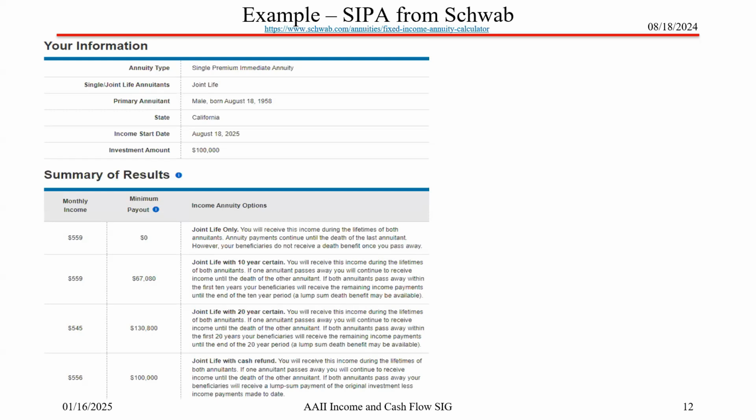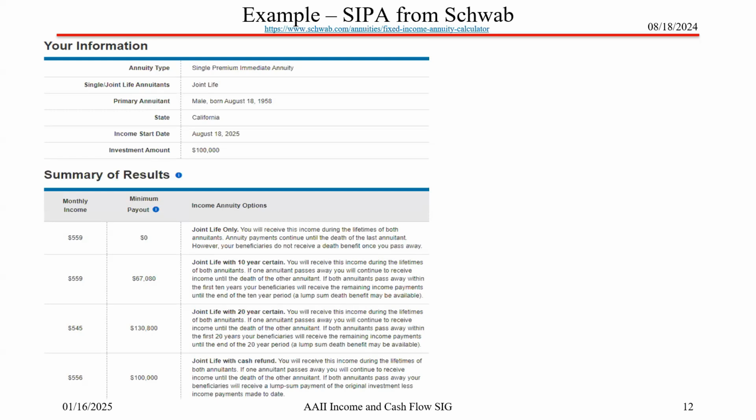The primary person was born in this state, and I did this on August 18 last year, which is on the upper right corner at the date. That's why I have the income start 1 year later, and I give them $100,000. Here's a quote. The first column is the monthly income, the second column is the minimum payout, and then they give you these options.